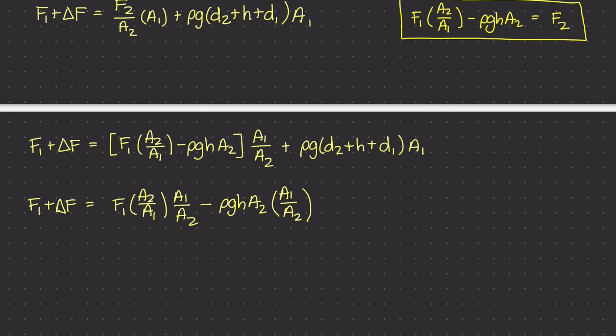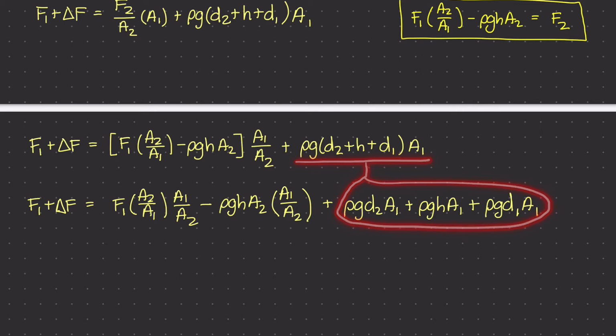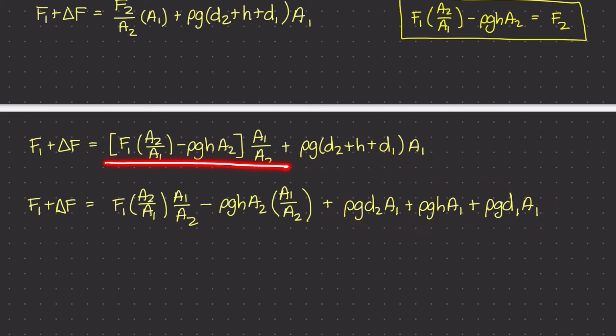Now, what I'm going to do for this second term is simplify it. I'm going to multiply A1 into each one of these three terms, as well as rho and G into each one of these three terms. So what I'm left with are three different subterms: rho G D2 times A1, plus rho G H times A1, plus rho G D1 times A1. This term I converted into this term right here, and this term I converted into this section right there.